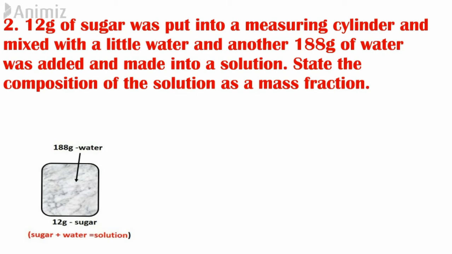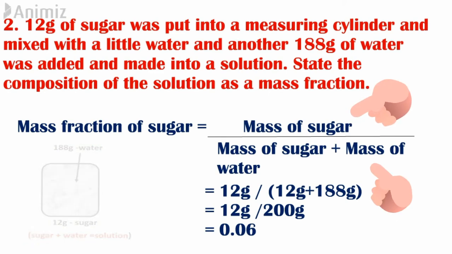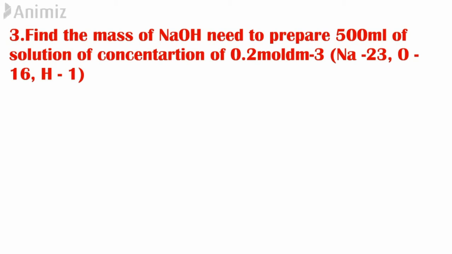So we know that mass fraction is defined as the ratio of the mass of one component to the total mass of the solution. So in this question, to 12 gram of sugar, they are adding 188 gram of water to make it a sugar solution. Therefore, the mass fraction is equal to the mass of sugar divided by the mass of the solution. So here the answer is 0.06. Now let's move on to our next question.